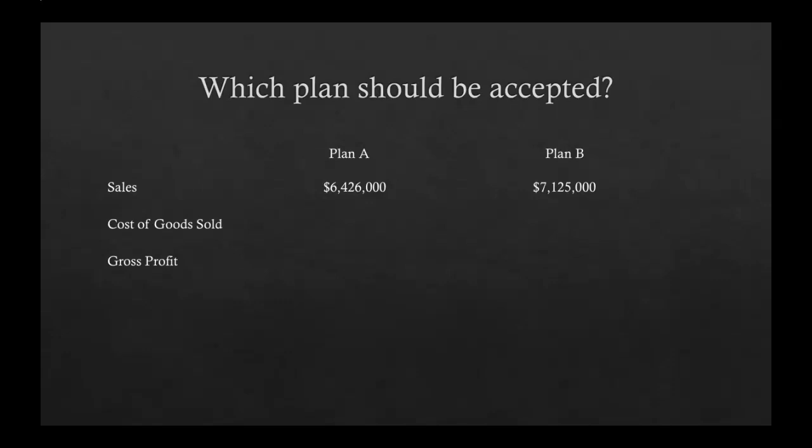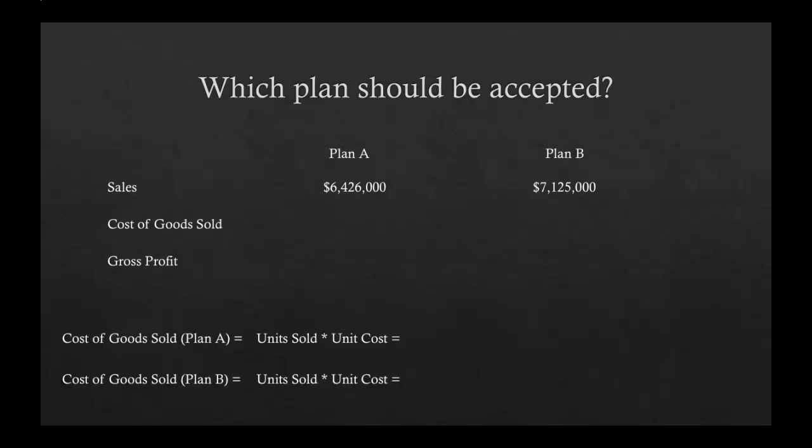So, cost of goods sold, what we need to do is take our number of units sold multiplied by our unit cost. So, 765 times $6.88 and 950,000 times $6.35. So we find our two cost of goods sold amounts for Plan A and Plan B. So we toss that up into our gross profit calculation.